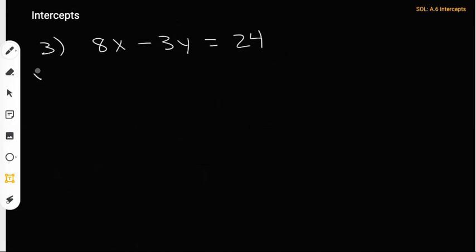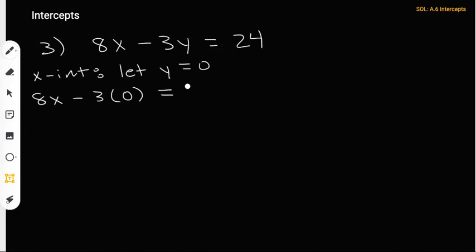So this one is going to give me 8x minus 3y is equal to 24. Now for the x-intercept, I want to let the opposite variable be 0. So we're going to let y equal 0. So I get 8x minus 3y. I know that y is going to be 0, equal 24.